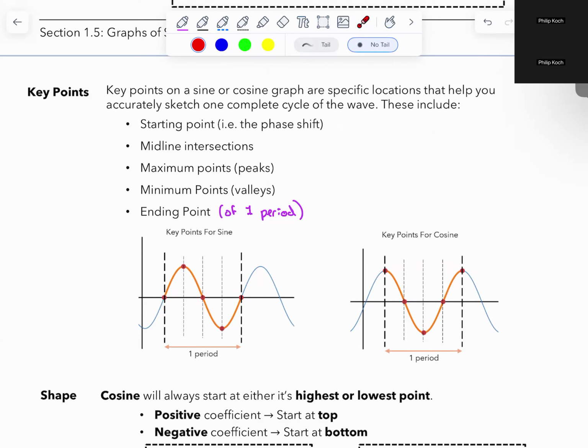So the shape of them is precisely that. A cosine period graph should just be this orange piece that looks kind of like a weird smile, right? And this one's just this squiggly line. The quintessential calculus graph is what I like to call it.